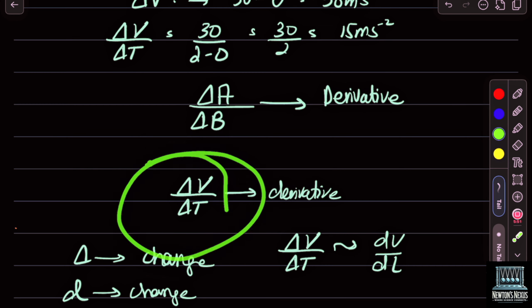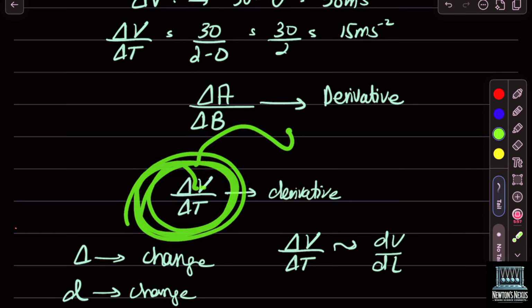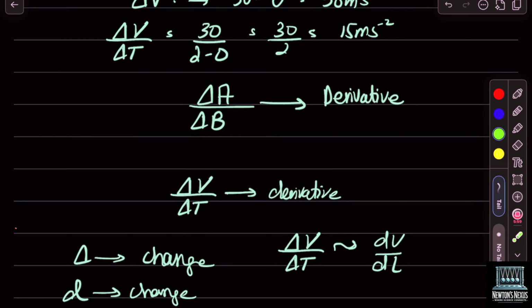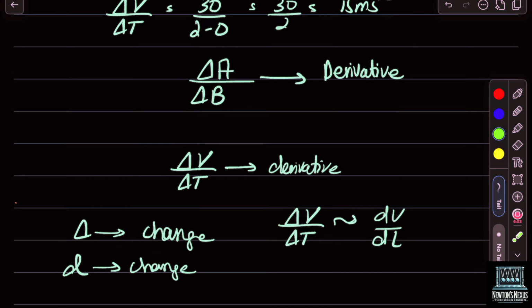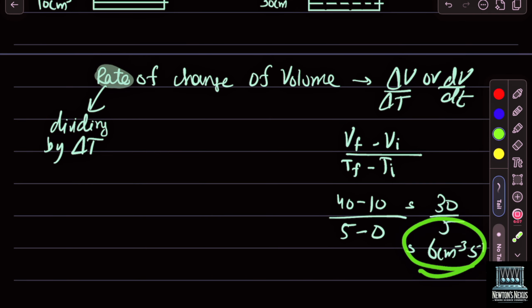we could also say that the rate of change of velocity is also called acceleration. So we calculate the rate of change of velocity, which means the derivative of velocity, and which means acceleration. So derivative of velocity meant acceleration, and derivative of volume. So we calculate the derivative of volume.